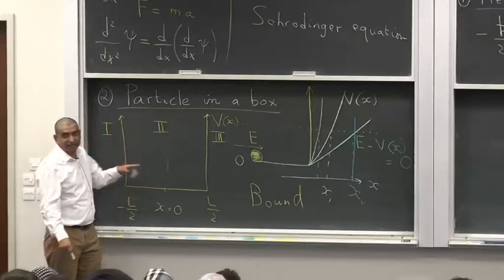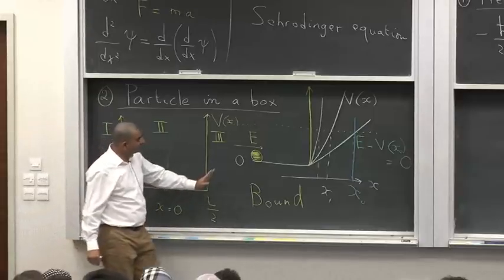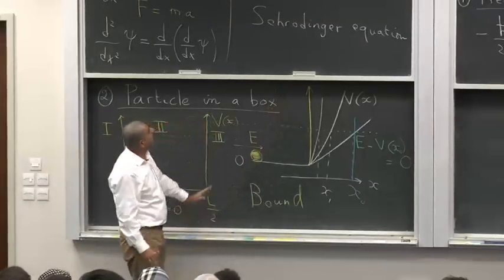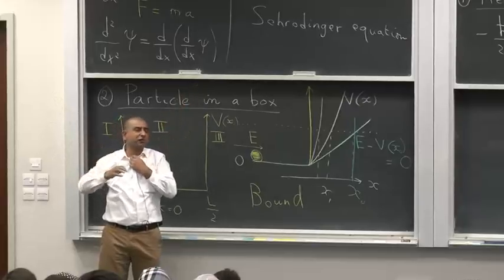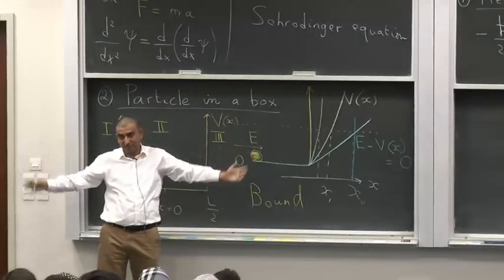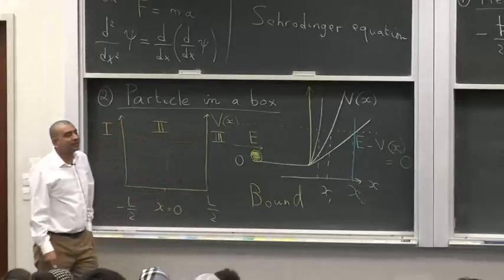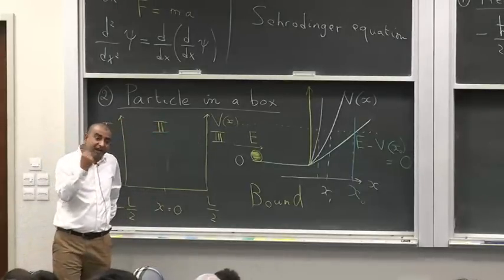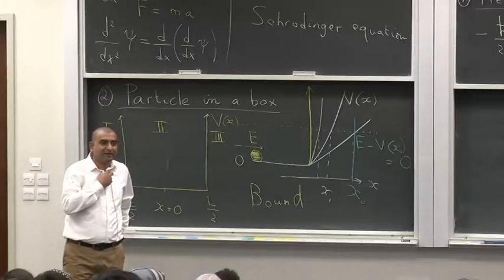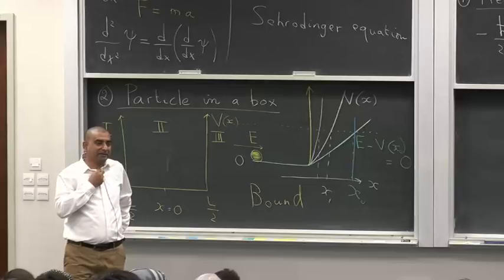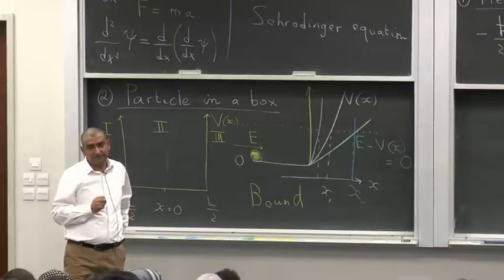Anyway, now we have three regions. Infinite well means that the slope of this line is infinite. The potential energy goes to infinity, so the particle has no chance of going beyond the wall. That's an infinite well. Now, physics is the driving force behind the mathematics. Remember that. So you cannot complain that you don't know the mathematics. If you know the physics, you can make the mathematics work for your benefit.